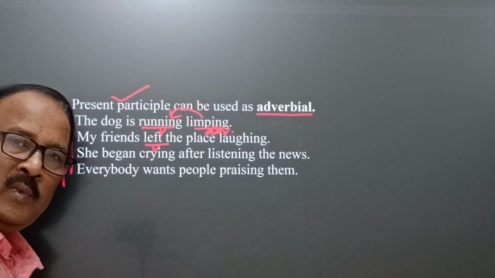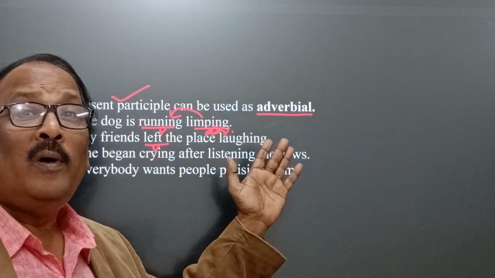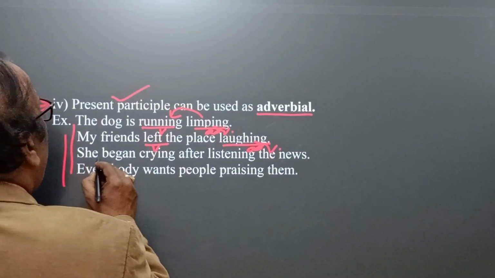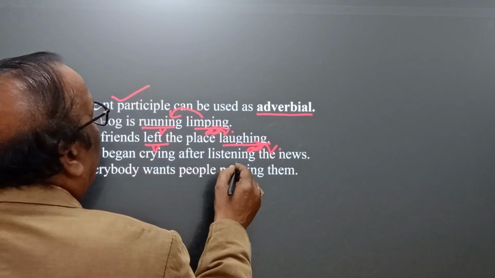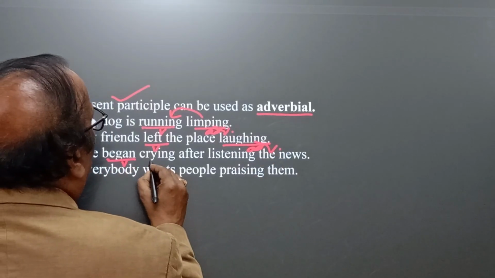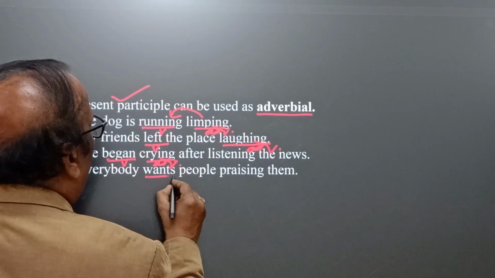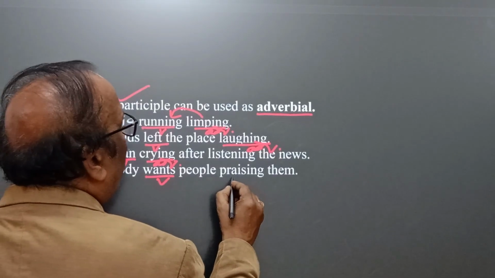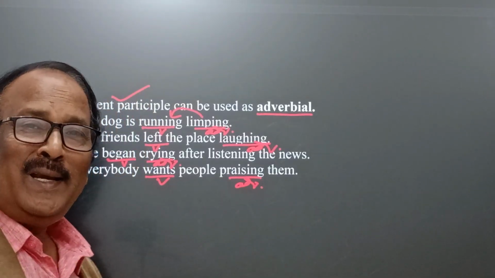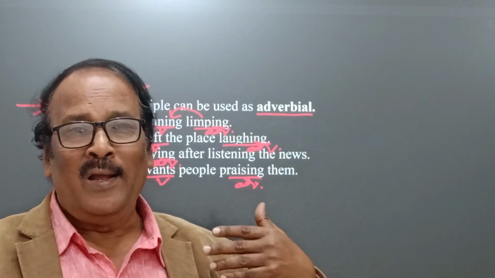Left is the simple past verb. My friends left the place. How? In which manner? Laughing. Here, adverbial. She began crying after listening to the news. Here, began is the verb. Crying is the adverbial. Everybody wants. Here, wants is the verb. People praising them. Here, adverbial. Yes, it is a very natural factor. Everybody wants to be praised by others.